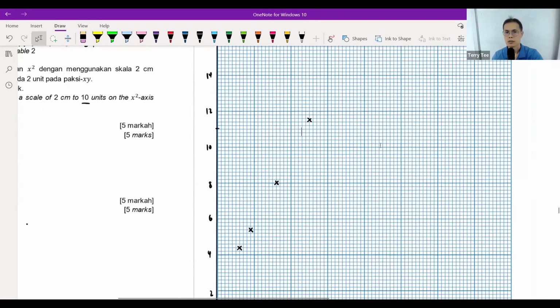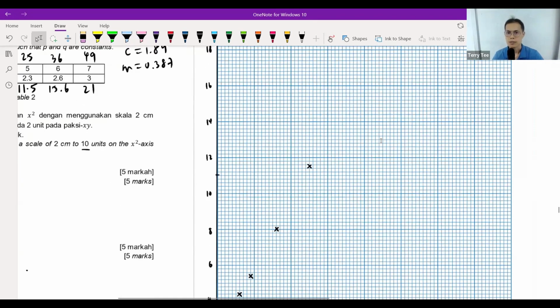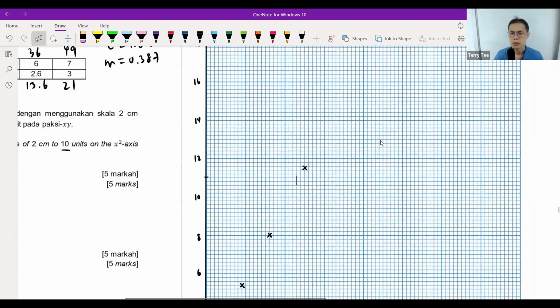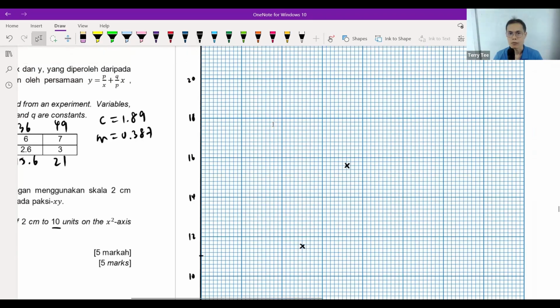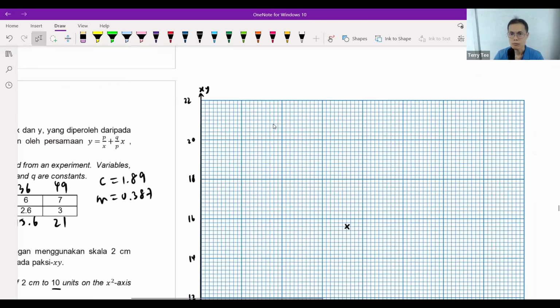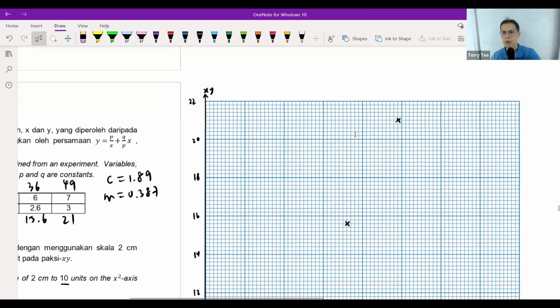Okay, next we have 36, 15.6. 36 and 15.6. 36 will be here. 15.6 should be around here. Is two small boxes below 16. All right, next 49 and 21. 49, 21. 21 is right in the middle. 49 is here. Okay, there you go. That's your points, all the points done.